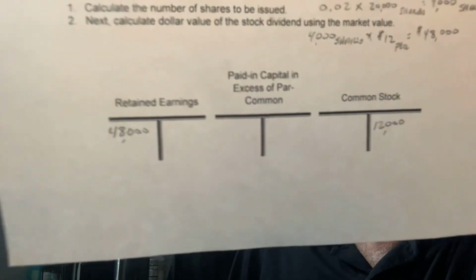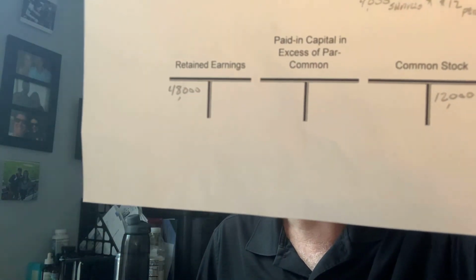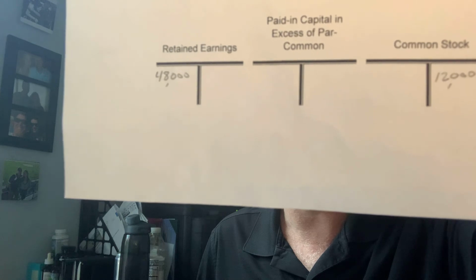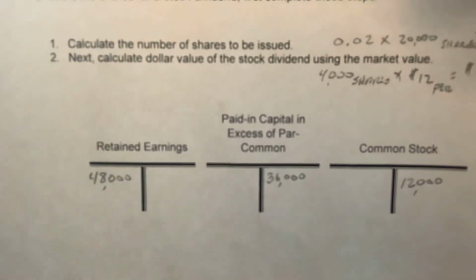Okay, now remember, my debits have to equal my credits, right? What's my difference here? I've got a $48,000 debit and a $12,000 credit, which means that I need a $36,000 credit. That is going to go to the paid-in capital in excess of par. Paid-in capital in excess of par.